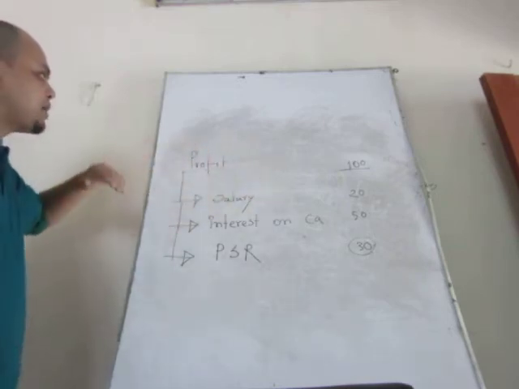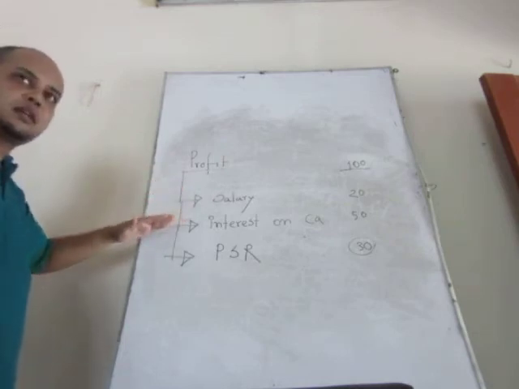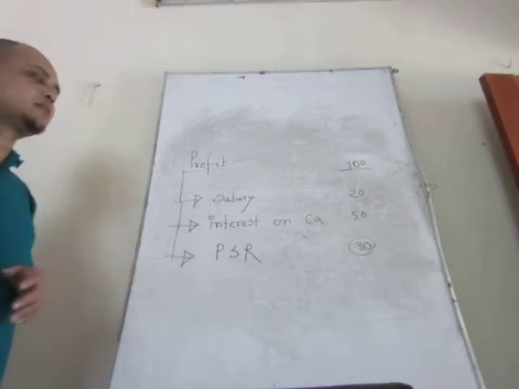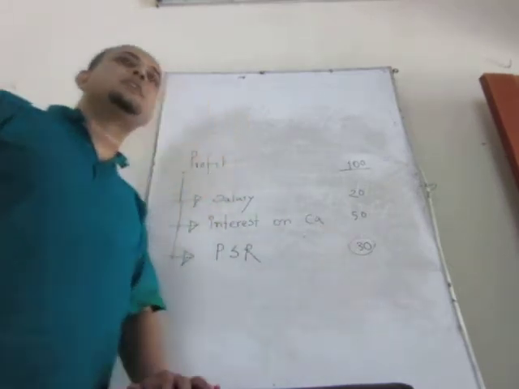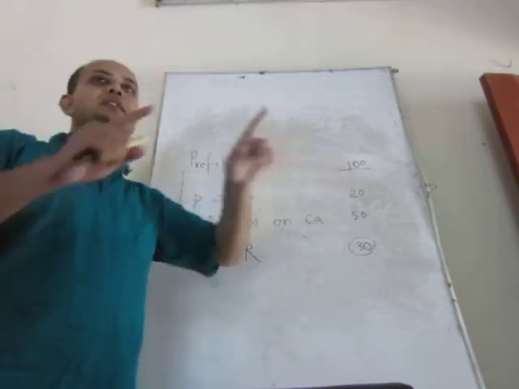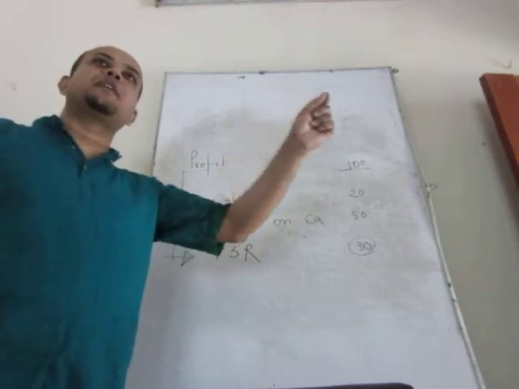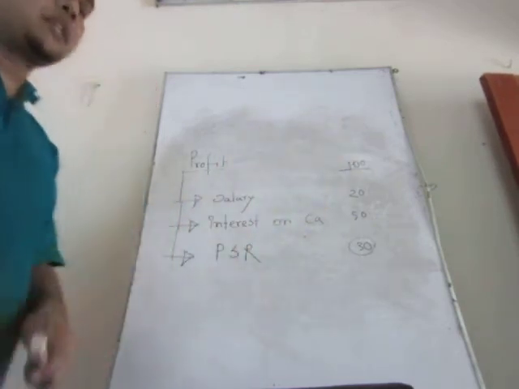That is, profit will be appropriated, divided according to salary, interest, and the remainder by PSR. There are some other components, we will discuss later. So this is how we distribute the total profit generated between the partners. For example, earlier we said X will be provided $60, Y will be provided $40. Clear? So this is the profit appropriation account.